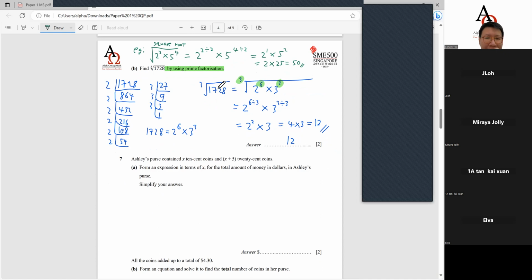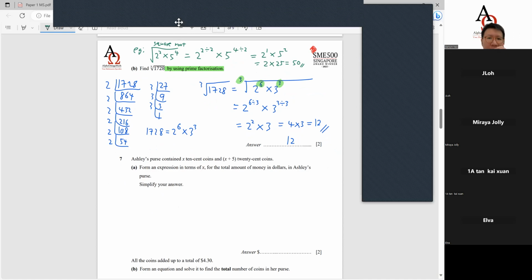Ashley's purse contained X 10-cent coins and X plus 5 20-cent coins. Now, normally for this kind of question, my advice to students is to write down in your own words what this means first. The thing about problem sums is that there are a lot of words, a lot of information. Imagine if I make the question even harder. I say X 10-cent coins, X plus 5 20-cent coins, twice the number of $1 coins. It can be very confusing. So what I will do is ask my students to write this down first.